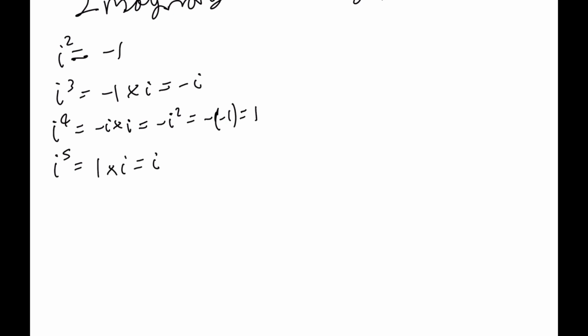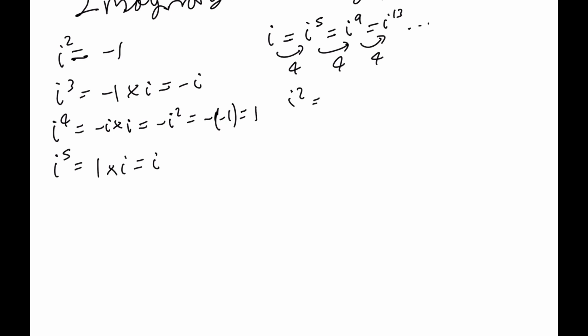And you can see i is also equal to i to the power of 5, which is equal to i to the power of 9, which is equal to i to the power of 13, etc. And the difference between each power here is 4. So each power goes up by 4, and they're equal. And the same applies for i to the power of 2, which is equal to i to the power of 6, which is equal to i to the power of 10, which is equal to i to the power of 14, etc. And the difference in powers is 4 each time.